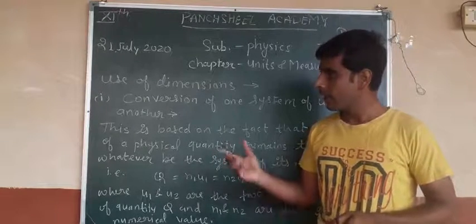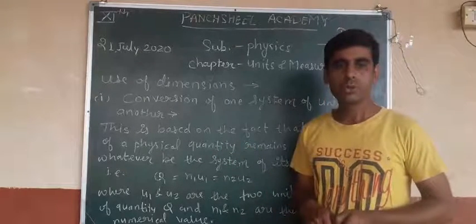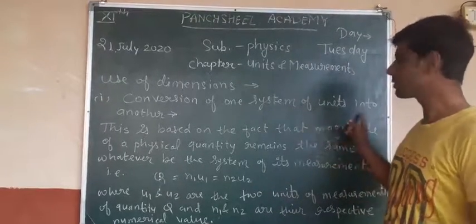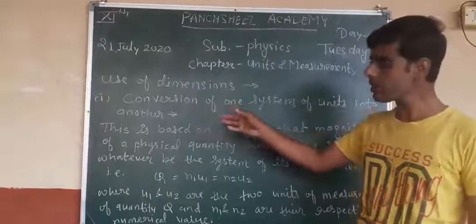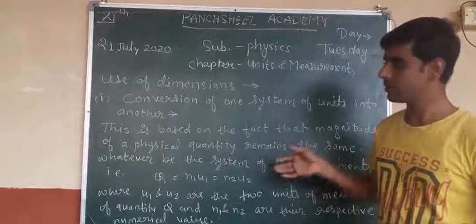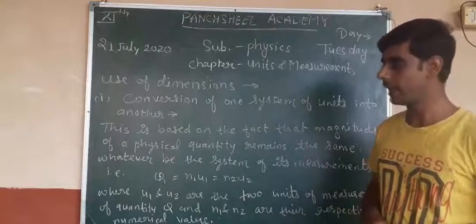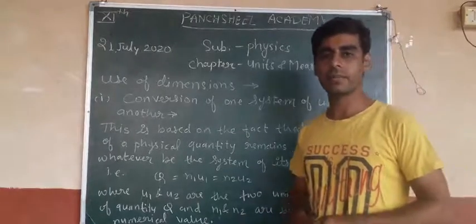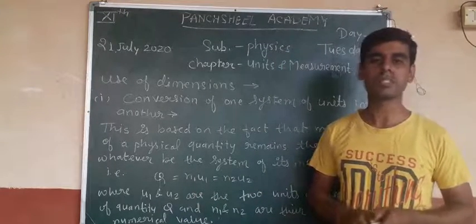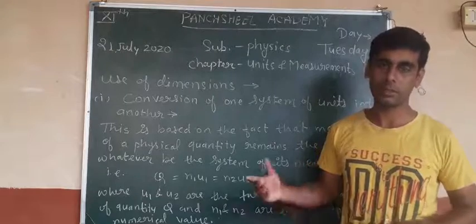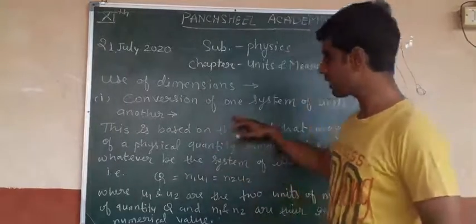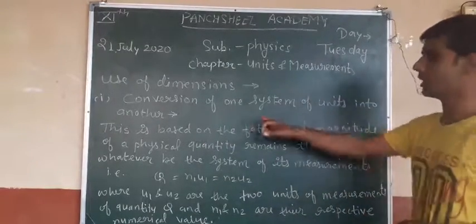The very first use of dimension is conversion of one system of units into another. First of all, we derive the formula on the basis of this conversion, and after taking one example, we will easily understand how to convert one system of unit into another with the use of dimension analysis.